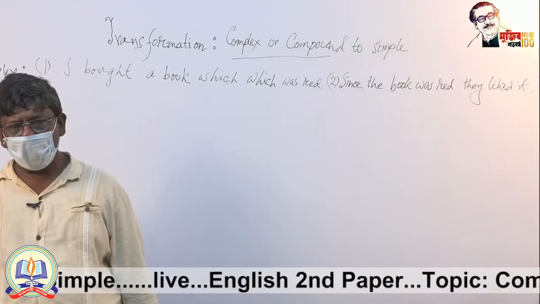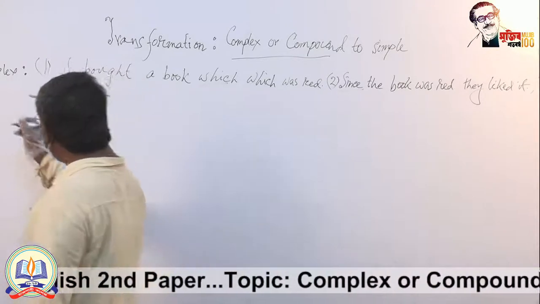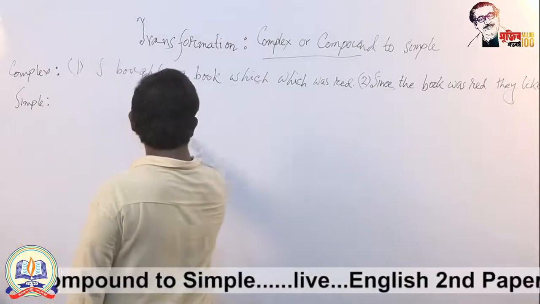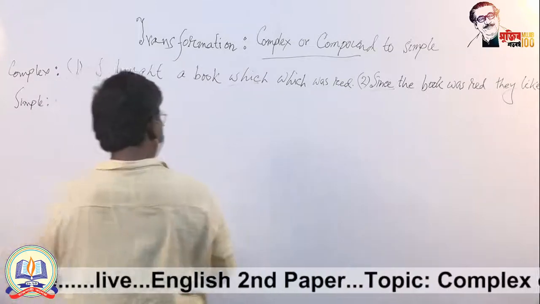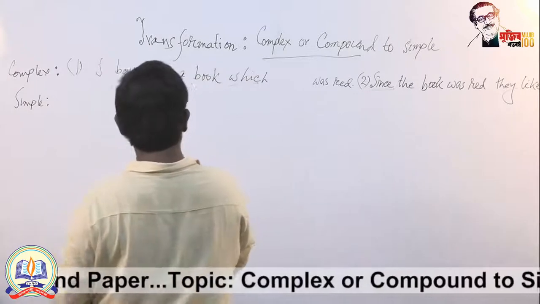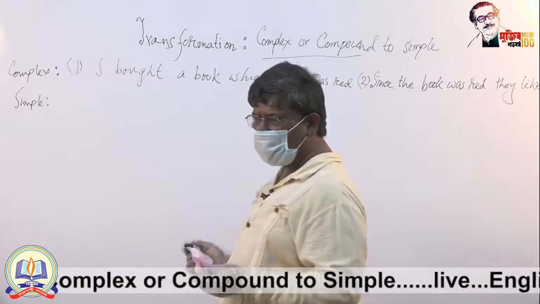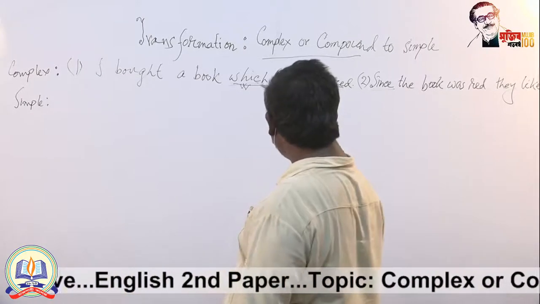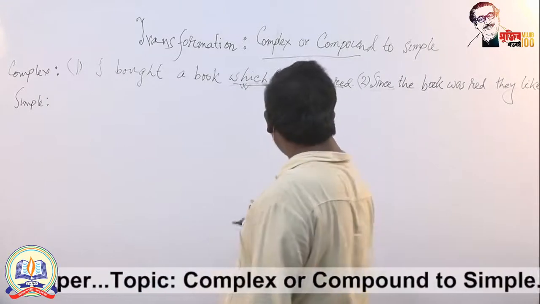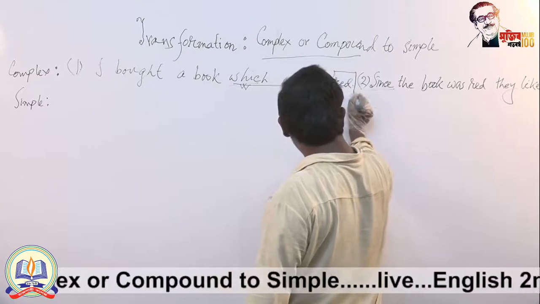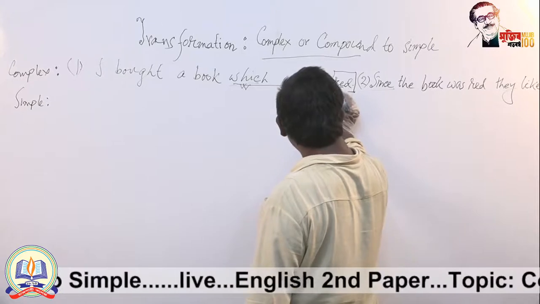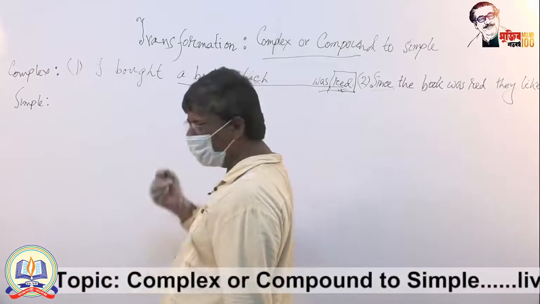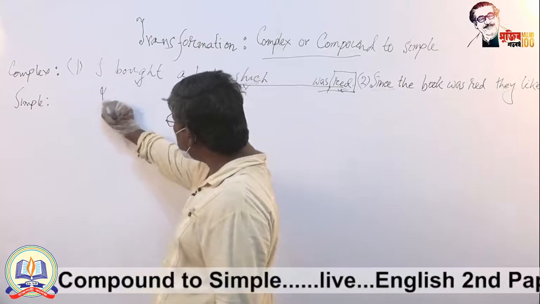For example, look at the first sentence I have written on the board. The first sentence on the board is, I bought a book which was red. Sorry, I have written which twice. Here we have used the relative pronoun which to combine the clauses. Therefore, the clause following the relative pronoun, which was red, is the subordinate clause of this sentence. The complement in this clause is red. As I have just told, just add this red with the object of the finite verb of the main clause, bought. And what will be the picture of this clause?